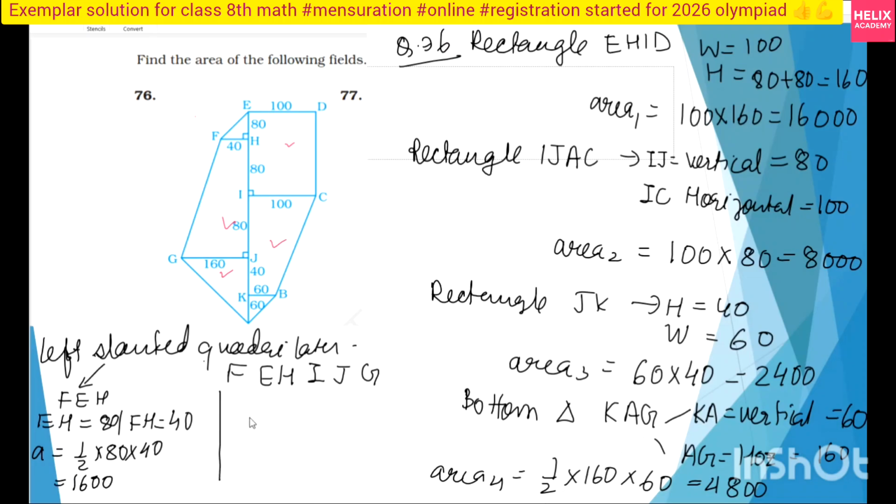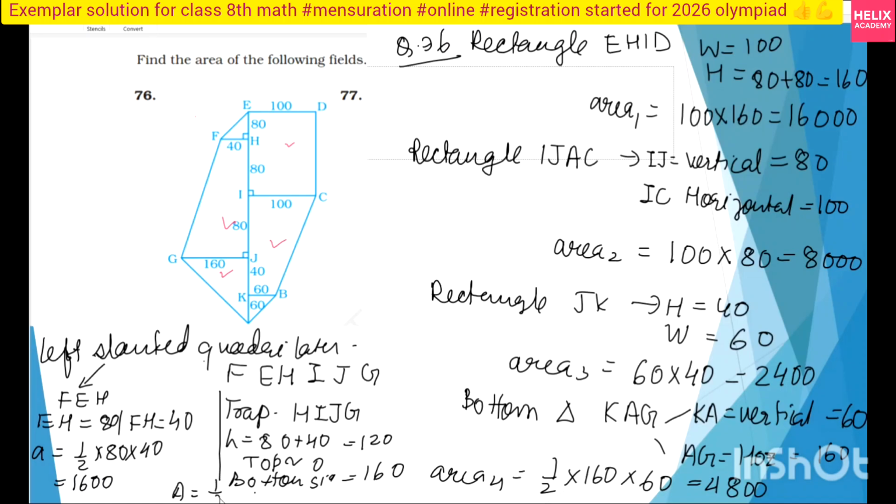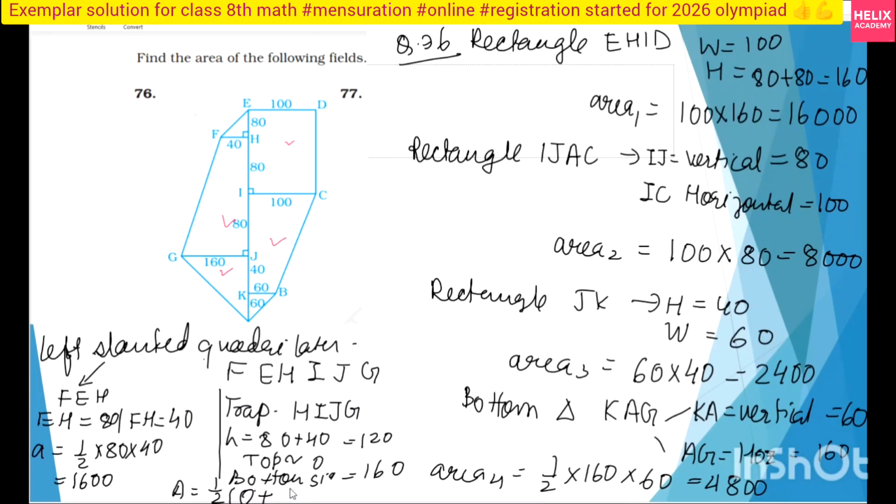Next, this slanted area also has a trapezium, and this is HIJG. So the vertical height will be 80 plus 40, that is 120, and the top side is approximately 0, and the bottom side is 160. Okay, so it is a right trapezium, so area will be half into (0 plus 160) into 120. So it becomes 9600. So finally I get everything.